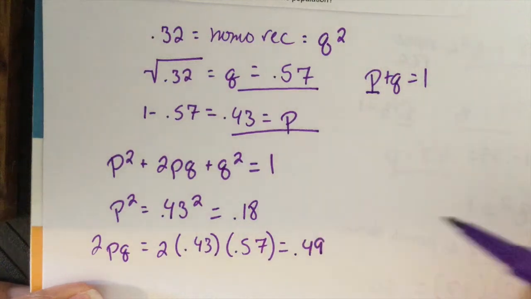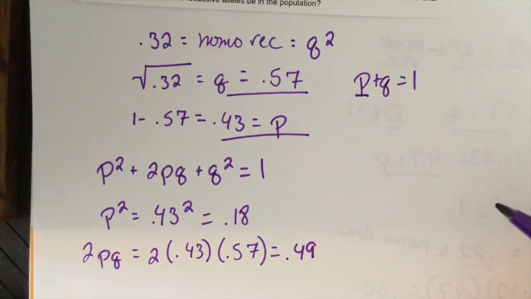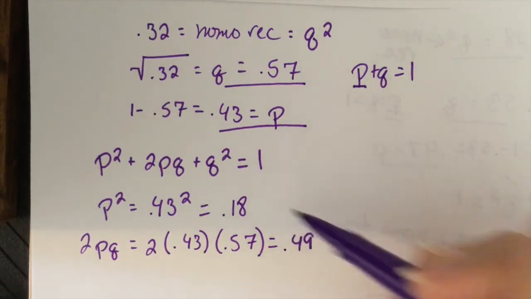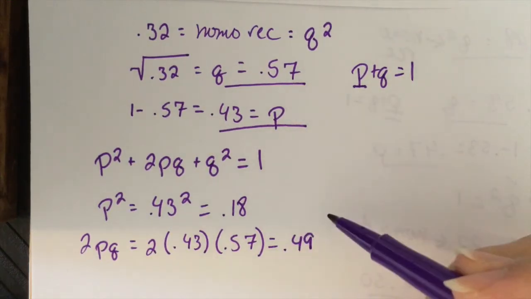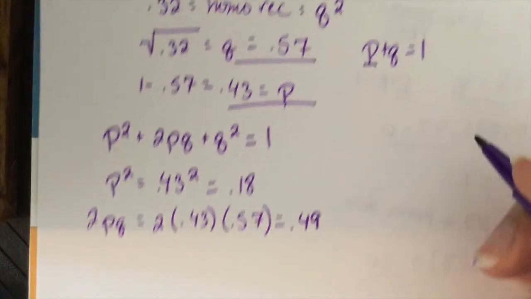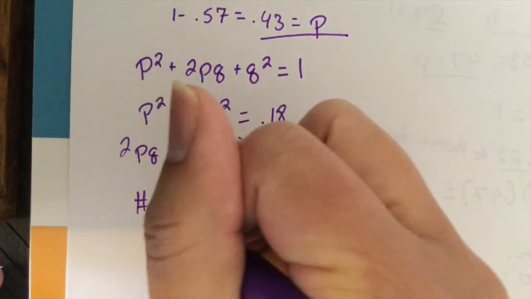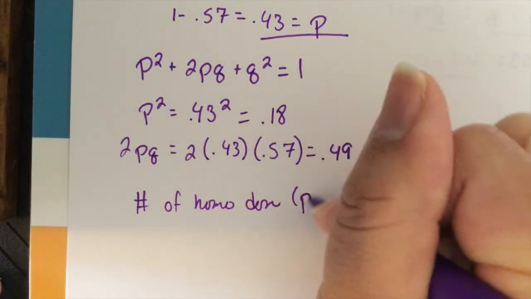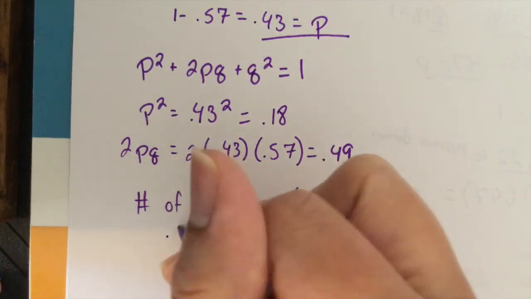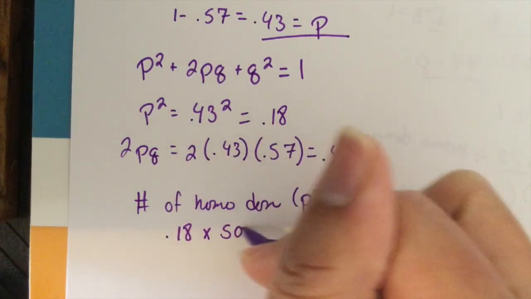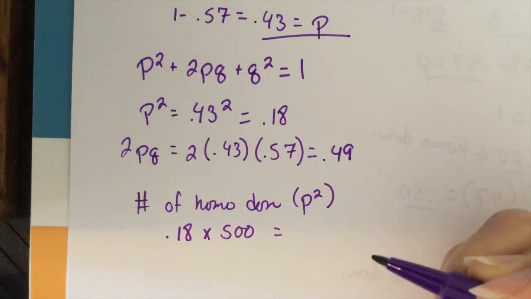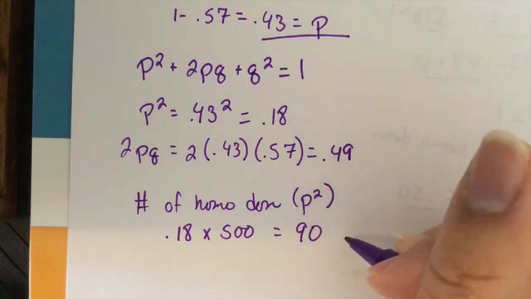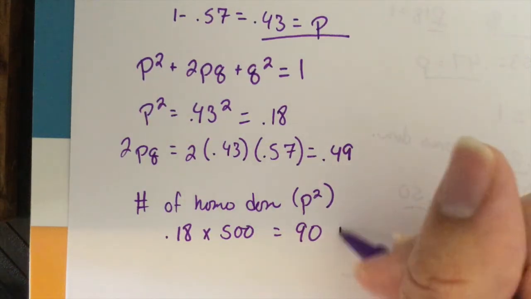So it didn't ask for our frequencies. It asked for the number of individuals. We have 500 individuals total. So we'll be able to calculate how many are each of these genotypes by taking our number and multiplying it by 500. So our number of homozygous dominant, P squared, we're going to take 0.18 times 500. So what we end up with is 90 that are homozygous dominant.